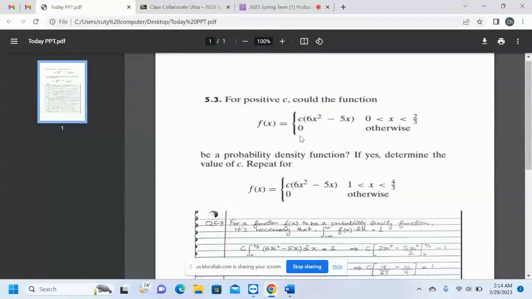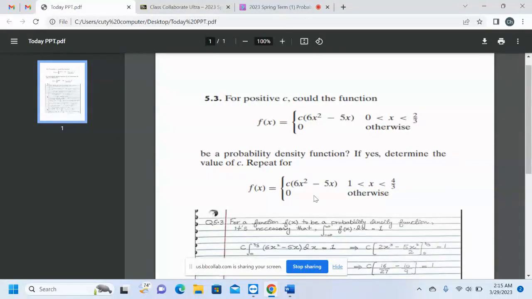I'm going to present question 5.3 of chapter 5. For the positive c, could the function f(x) equal to c times (6x² − 5x), for x greater than 0 and less than 2/3, otherwise 0, be a probability density function? If yes, determine the value of c. Repeat for f(x) equal to c times (6x² − 5x), where x is greater than 1 and less than 4/3, otherwise 0.